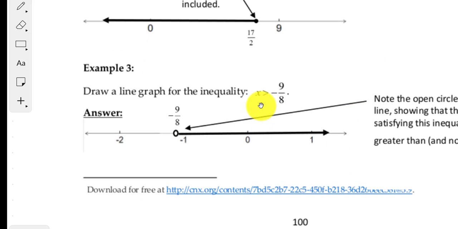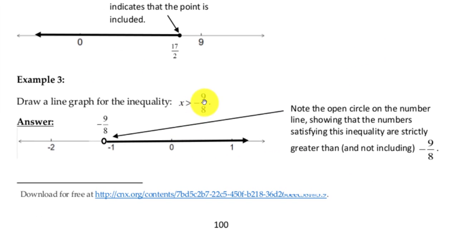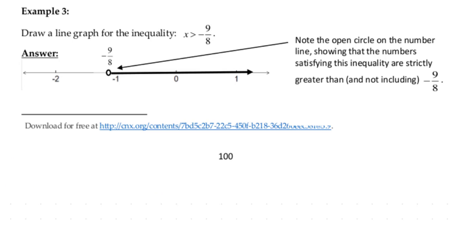Example 3. All right, so now we have x is greater than negative 9 over 8. Right, so 9 over 8 is just a bit bigger than 1, right? 8 over 8 is 1. So 9 over 8 is a little bit bigger than 1, but it's negative. So it's a little bit past negative 1, right? So we find negative 9 over 8. It's an open circle because there's no line under the inequality sign, and x is everything to the right of negative 9 over 8. Okay, let's take a look at the next page.